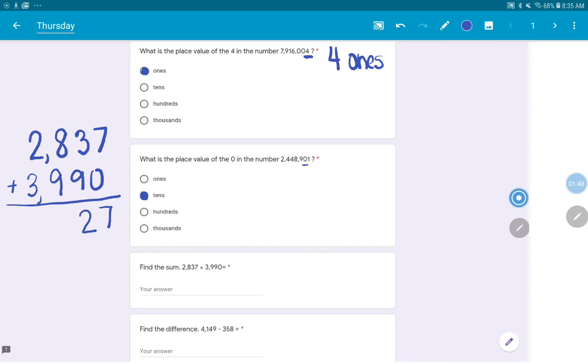Now what do I do? 12. So what do I do? You go over to the 8. Very good. I move it over to the hundreds place. And then 18. So it's 10 plus 8 is 18. Very good. Put the 1 up, and then what?